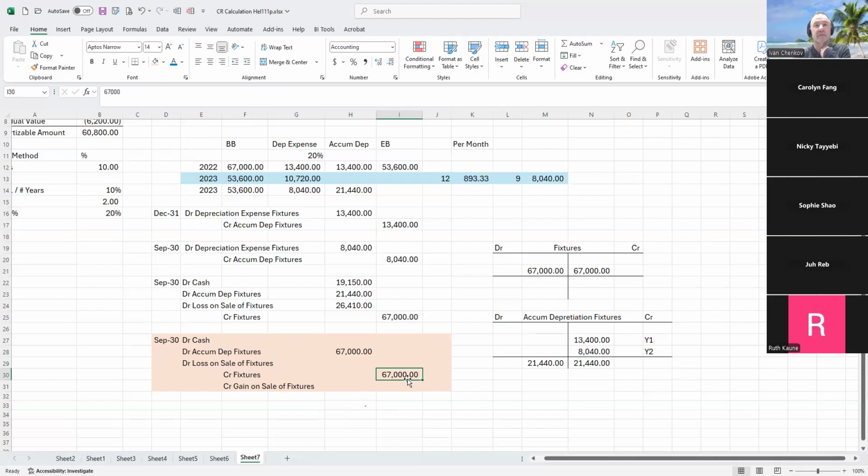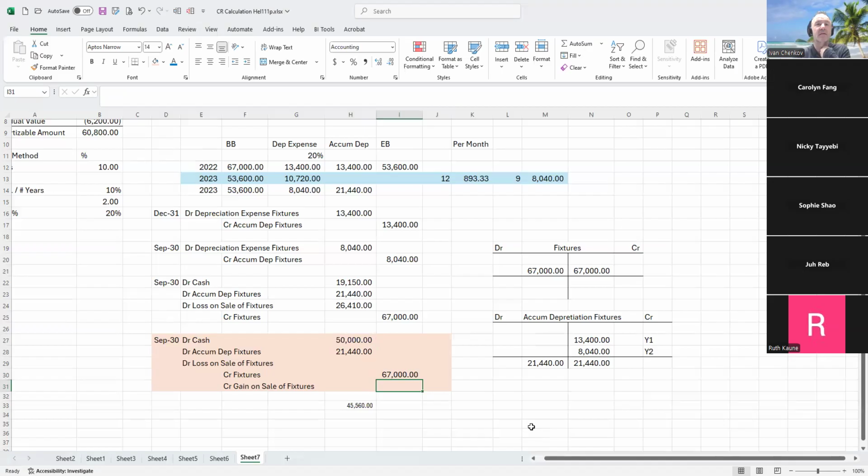Make sense? So the question is, if I sell it before I completely use it, what will be my consequences? That's why we're having this question now, when we have 21,440 amortization accumulated at this point, where will be the cash? Obviously, if I get more than 45, let's say $50,000 cash, what we're gonna have?